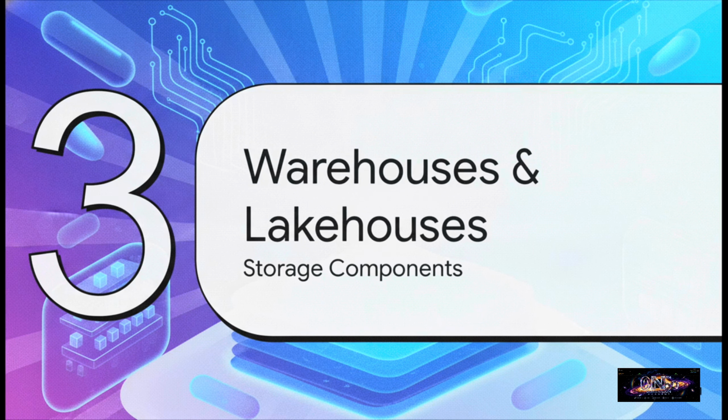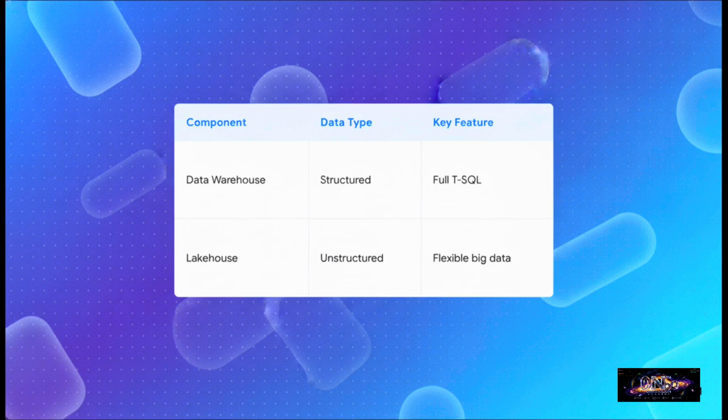Section 3, Warehouses and Lakehouses Explained. Now, what's really interesting about this is how there are two primary ways to store and analyze data here, and they no longer exist in silos. First up is the data warehouse, designed for structured relational data. Its key feature is that it gives you full T-SQL transactional capabilities. So if you know SQL, you'll feel right at home querying and transforming data here. Then on the other hand, you have the lakehouse. This is where you drop your raw, unstructured data for incredibly flexible big data analytics. The absolute beauty of this unified platform is that you don't have to choose one over the other. You just use both where they make sense, right inside the exact same environment.